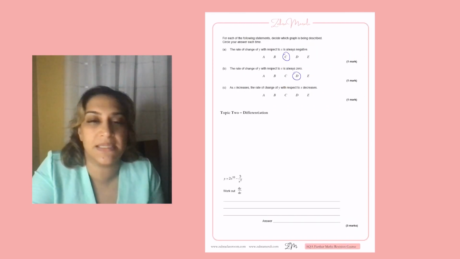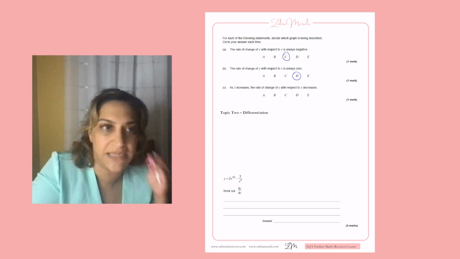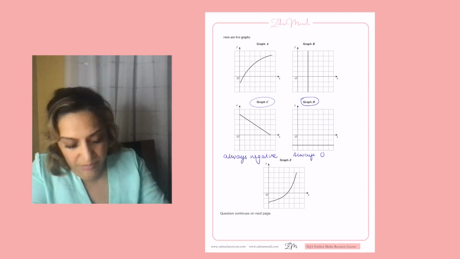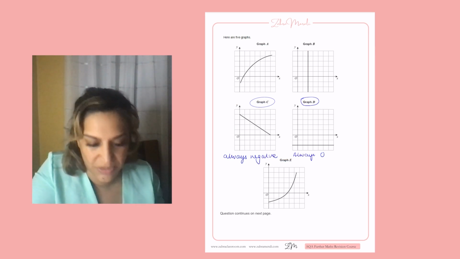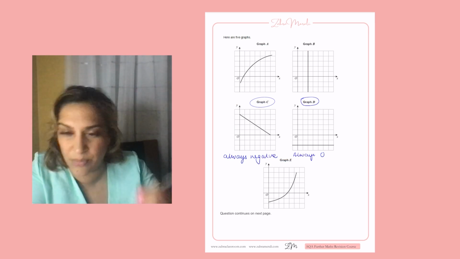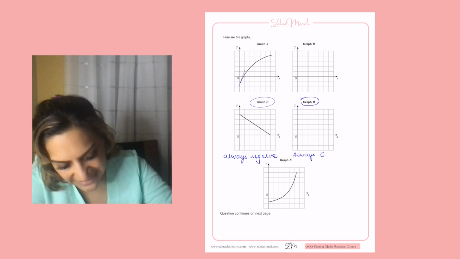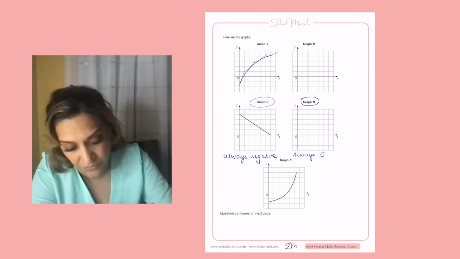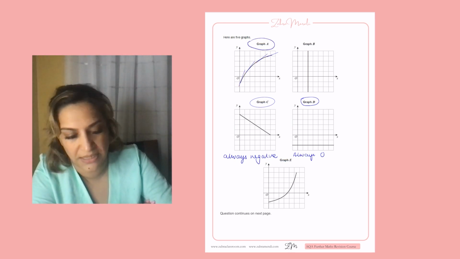And the last bit says, as x increases, the rate of change of y with respect to x decreases. So we're saying as x goes up, the rate of y decreases, so the gradient decreases. Now when we've got a curve and we want to think about the gradient, we're just going to think about the tangent at lots of different points. If we have a look, we start off with a steep line over here and it's less steep and less steep. So the answer here would be A.